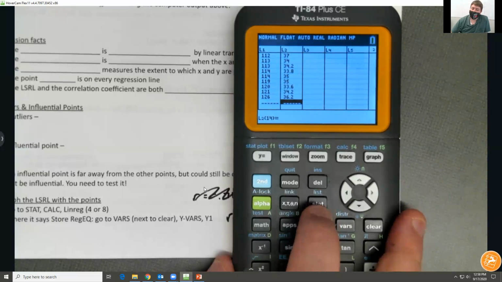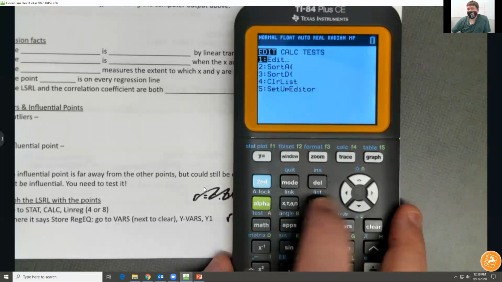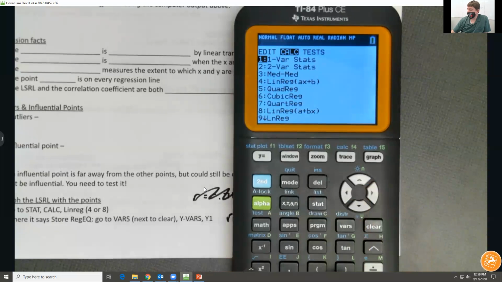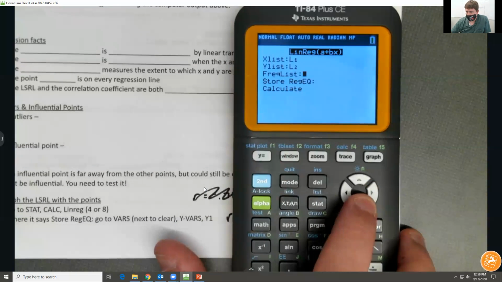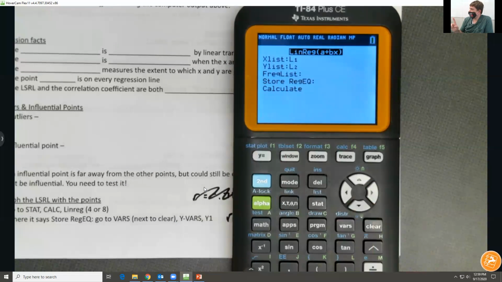No, it doesn't. All right, so now hit stat again. Go back over to calc. Go down to number 8. L1, L2 still good. When we go right here, we're not going to do Y1. We want to see how much that point changed our graph.